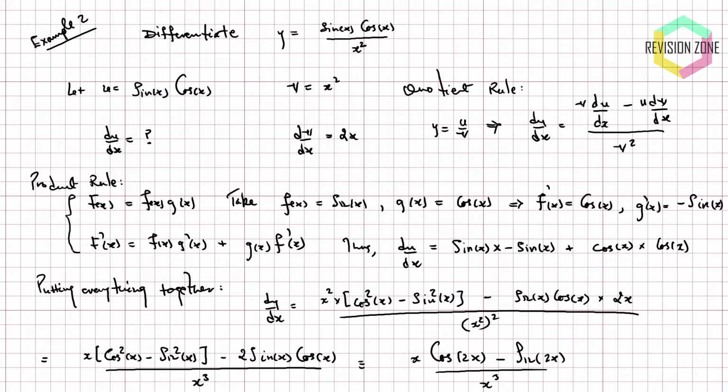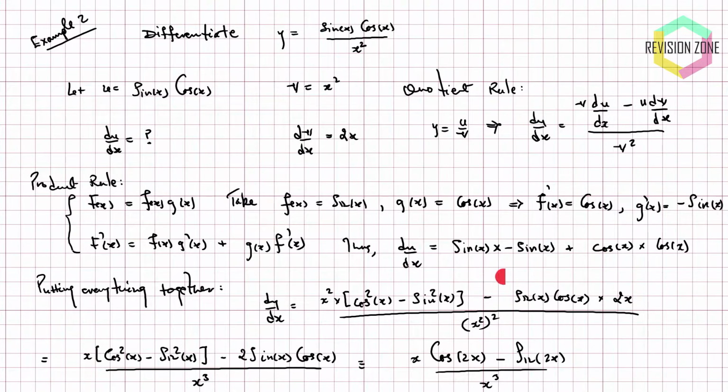So in this case, I'm going to take my f to be sine x and my g of x to be cos x. Then we know that f prime is cos x and g prime is minus sine x, and we basically put those things into here. So I write down the sine, I multiply by the derivative of the cos, which gives me minus sine, and then I write down the cos and I multiply by the derivative of the sine, which gives me cos.